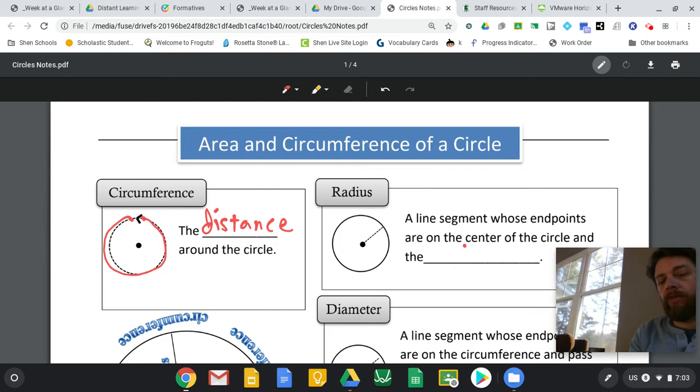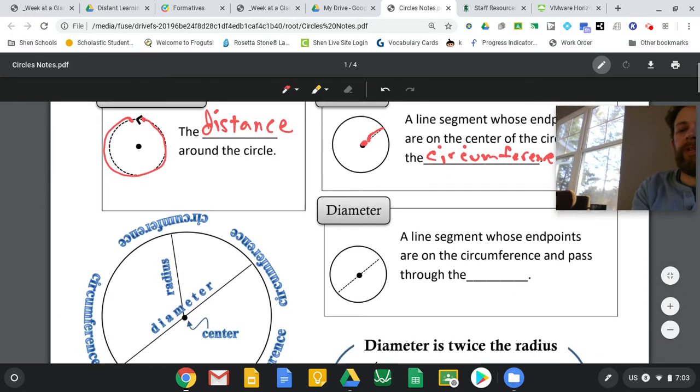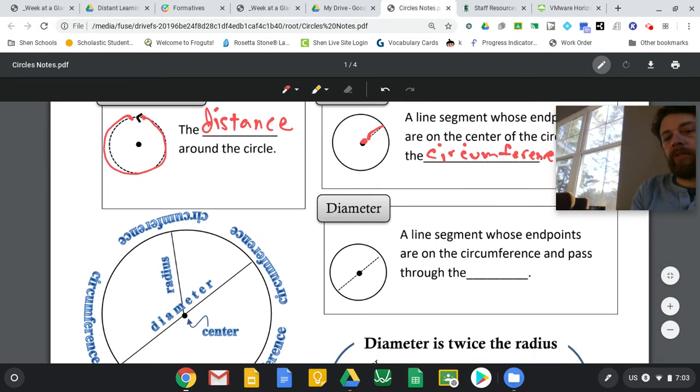The radius of the circle is a line segment whose endpoints are on the center of the circle and the circumference. That is the radius of a circle. The diameter of a circle is a line segment whose endpoints are on the circumference and pass through the center.